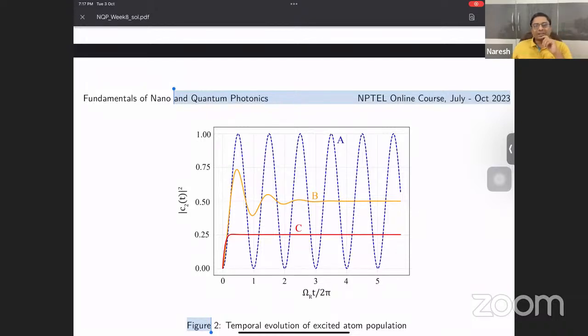But suppose your cavity is not ideal. Some photons are going to leak out, right? It's never going to be ideal all the time. Correct?